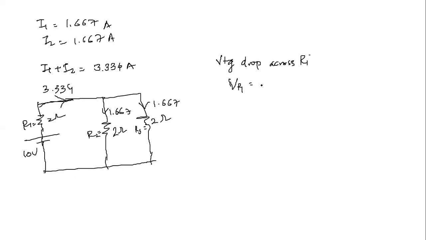Let me write down here, I1 plus I2, which we have got, into R1. So I1 plus I2 is 3.334 into R1, which is 2 ohm. So 3.334 into 2 ohm resistance comes out to 6.668 volt, right?